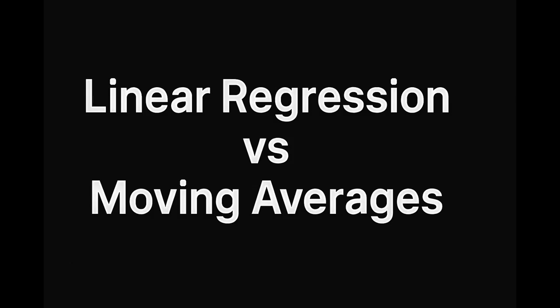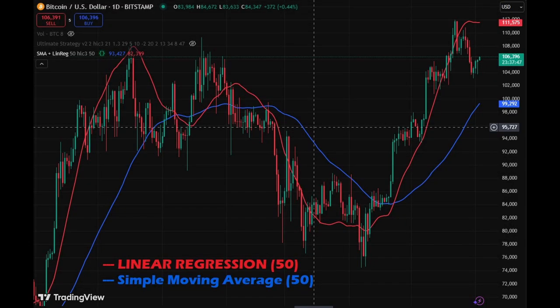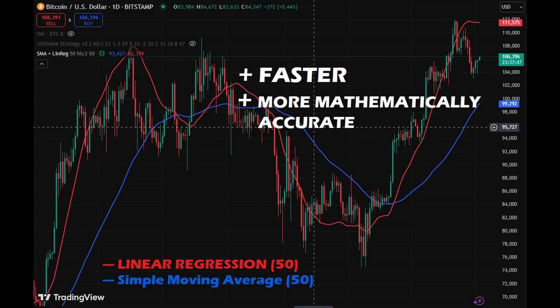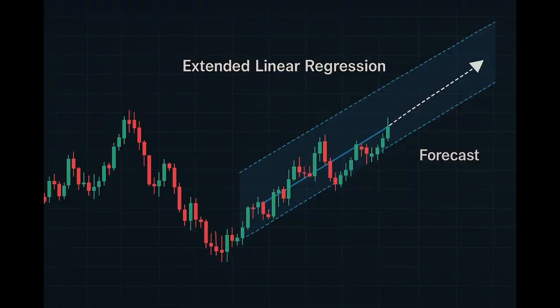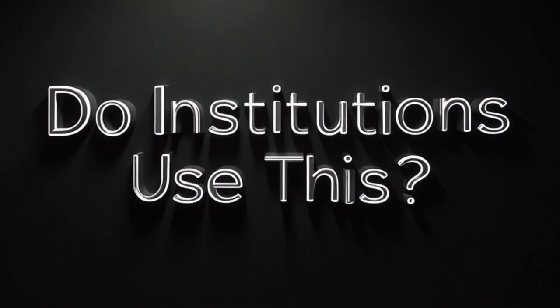So how does linear regression compare to something like a moving average? Well, both are trend-following tools, but the linear regression line reacts faster, and instead of averaging the price blindly, gives a more mathematically accurate view of the overall price path. The result? Less lag, and a line that reflects the true market structure, providing a more reliable forecasting power.